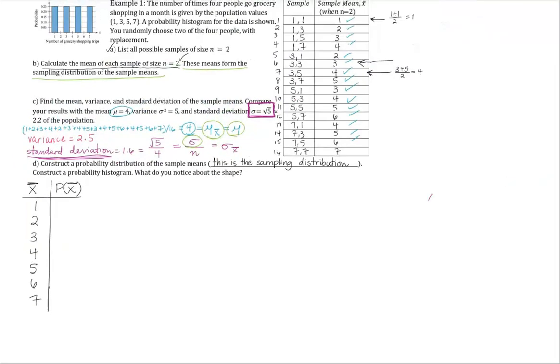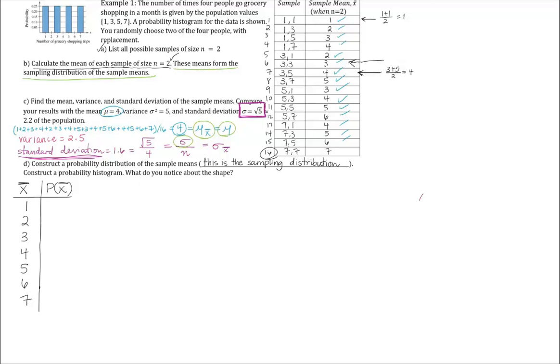Well, we knew that in total there were 16 different ways that you could pick 2 points from that data that we had of 1, 3, 5, 7. Only one of those 16 gave us a mean of 1. So there's only a 1 out of 16 chance that the mean will be 1 when you take a sample of size 2. 2 of those gave us a mean of 2. So there's a 2 out of 16 chance that your mean would come out to be 2.